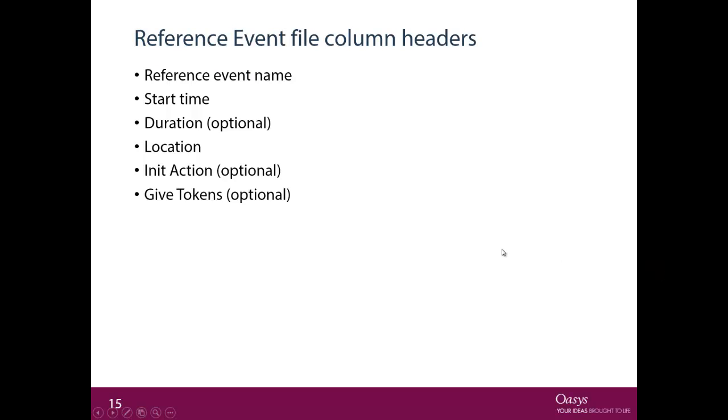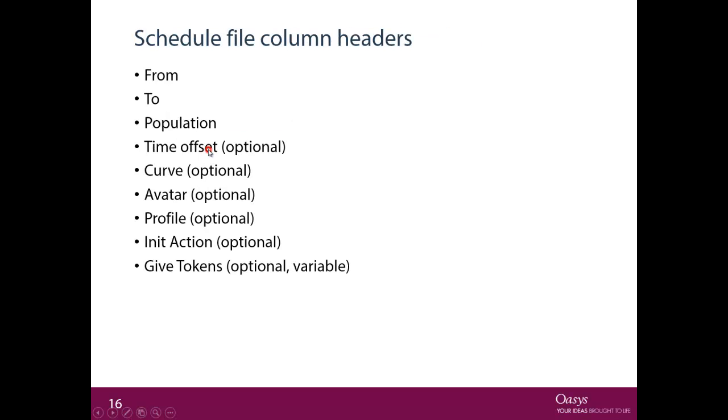Now in this PowerPoint we do list all the various options. I won't go through these in detail because I'll put the PowerPoint on the web page you can download. But basically, whenever you see it here, things which are optional you don't have to include, but some you do. Like reference events, you need a name, you need a start time, and you need a location, which is a group of portals. And others are variable, which means you can have one or more. So you can give several tokens, for example, to the agents.